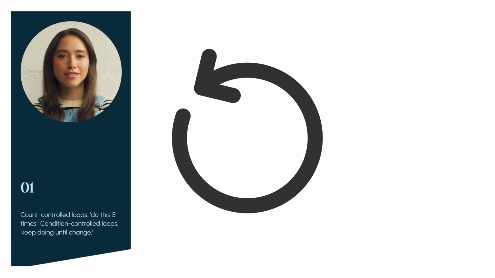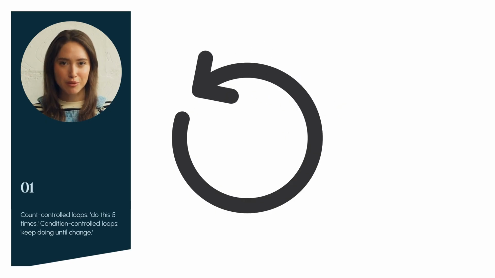There are different types of loops, each with their own superpower. Count-controlled loops are like setting a timer. Do this exactly 5 times, no matter what. Condition-controlled loops are smarter. They say, keep doing this until something changes. It's like telling your robot, keep looking for a red ball until you find one.